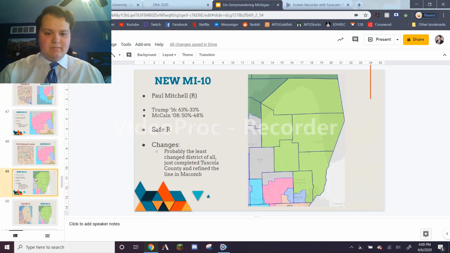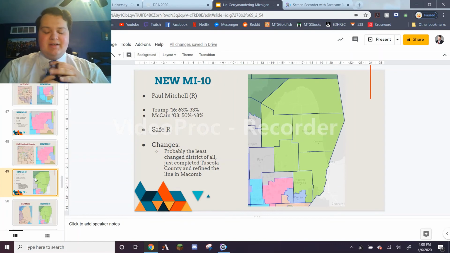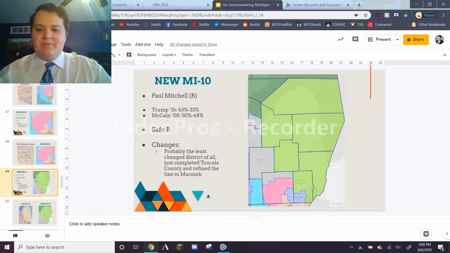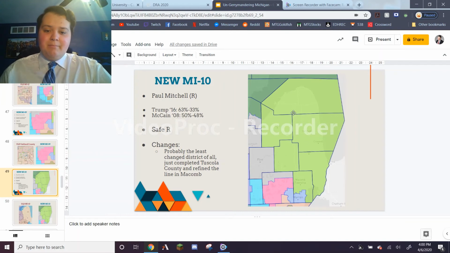So yes, moving on is the new 10th district. My apologies. Out of every district in the entire map, this is the one that's probably the most unchanged. This is just the thumb district, and it's basically the same, and it probably should be the same no matter what way you cut it. But they voted for Donald Trump overwhelmingly, 63% to 33%, so this is a safely Republican district.